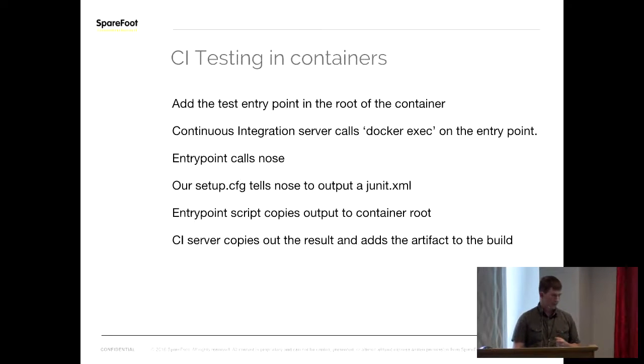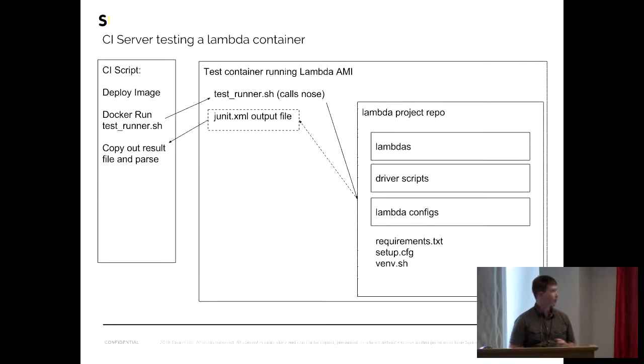Okay, I think the graphic's going to explain this better. So we have our CI server runs and deploys the image. After it's done with the deployment, it expects as a construct in all of our containers, and this is just you set up whatever expectation pattern that you want. But in the root of the container, there's going to be a file called test runner that's going to call nose and copy the results back for us. And that's all the CI server needs to know to be loosely coupled with the Docker image.